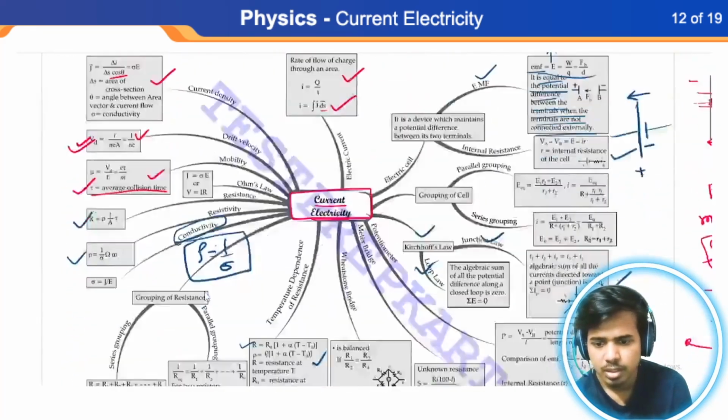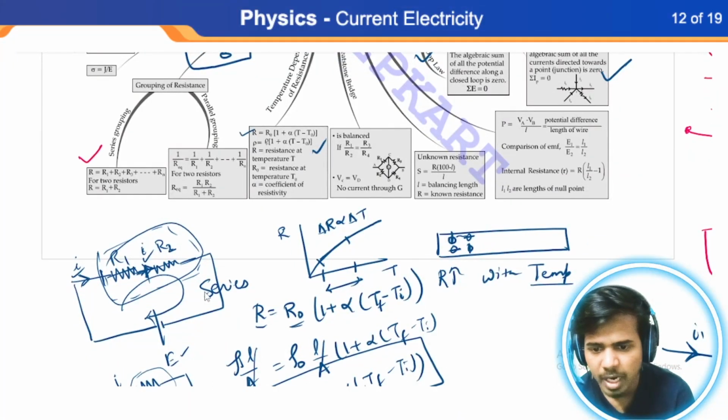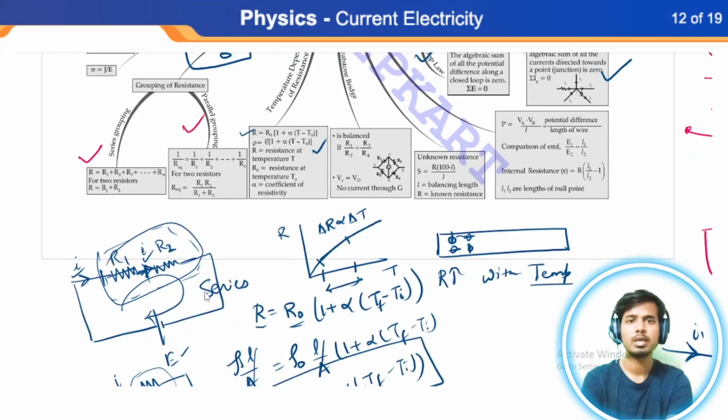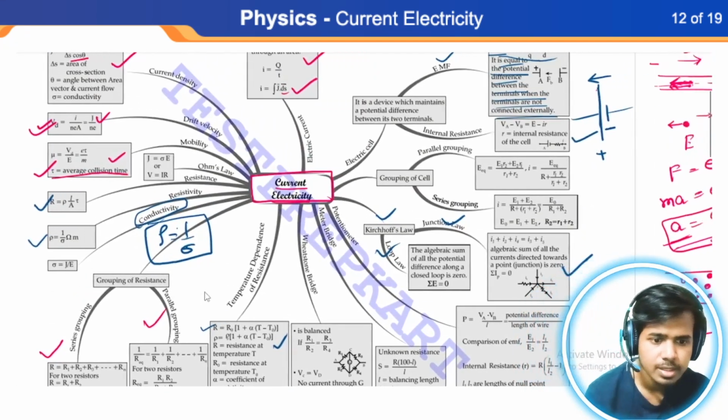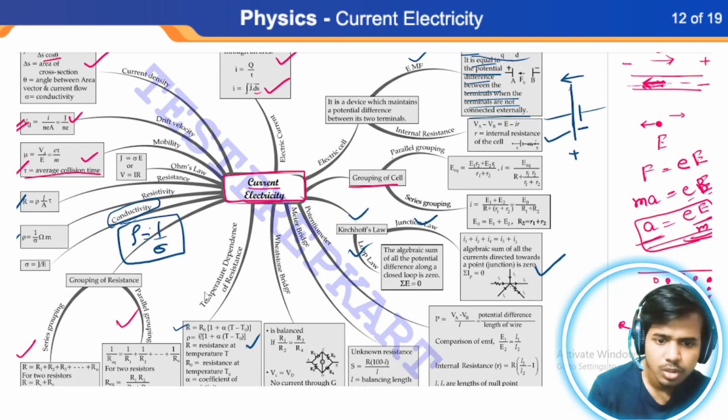So those are the two manner in which resistors could be combined together. Now the part we are left with is this one, grouping of cells.